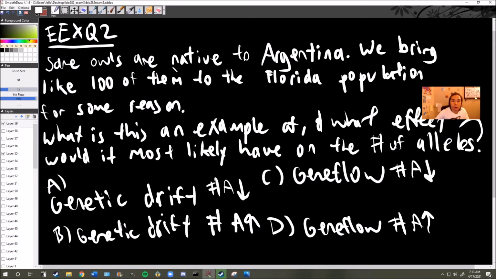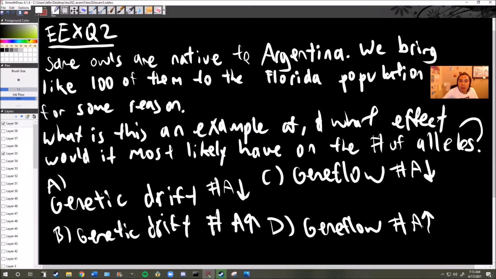Okay, example question 2. The same owls we were just talking about are native to Argentina. We bring like 100 of them to the Florida population for some reason. What is this an example of, and what effect would it most likely have on the number of alleles? So we know that this will be gene flow. We're talking about a migration.